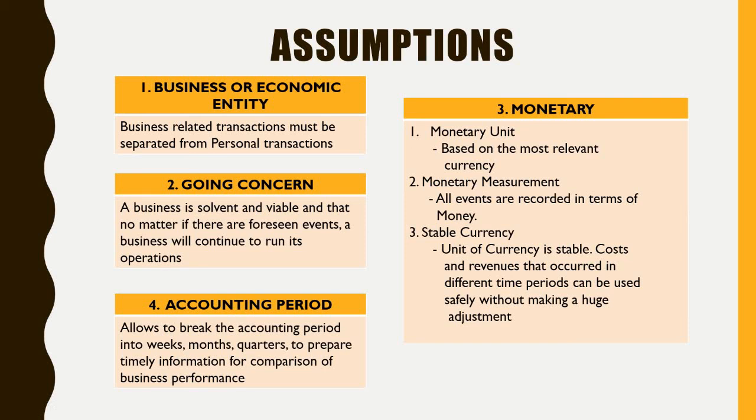The second rule is going to be the going concern. Now, what the going concern does is it makes an assumption that even if you have a foreseen foreclosure for any reason, let's say you know that your company is underwater and you're going to lose your business, you still have to maintain operations as usual. You need to keep going until that day comes.